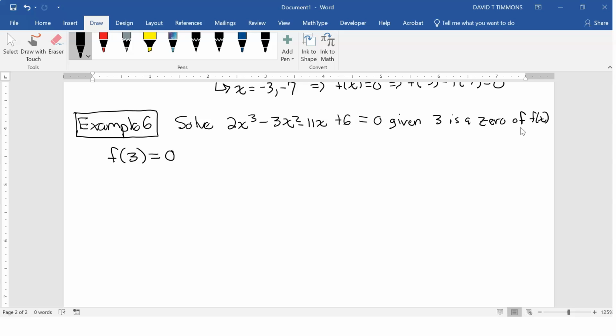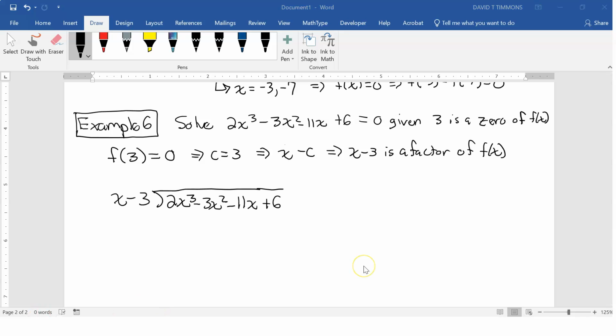So by the factor theorem, that means if this value c is 3, then our factor x minus c, and in this case x minus 3, is a factor of f of x. So to solve the polynomial for its other roots, we want to divide it by x minus 3. So now that we've set up the long division, let's do it.